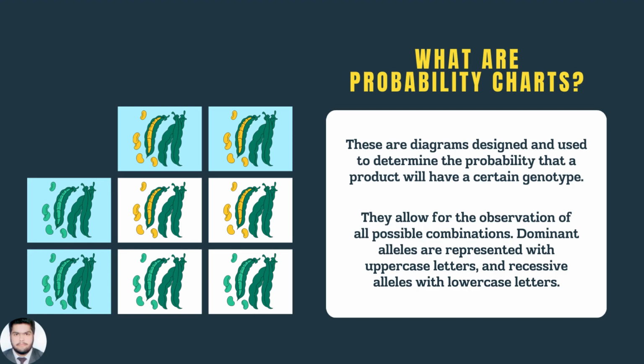Point 5. What are probability charts? These are diagrams designed and used to determine the probability that a product will have a certain genotype. They allow for the observation of all possible combinations. Dominant alleles are represented with uppercase letters and recessive alleles with lowercase letters.